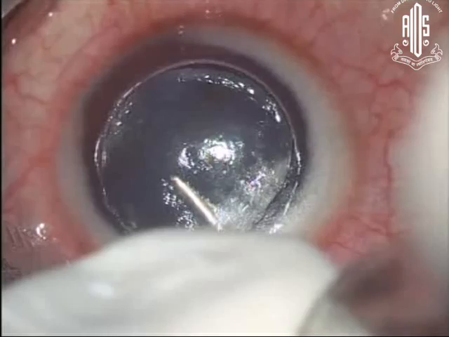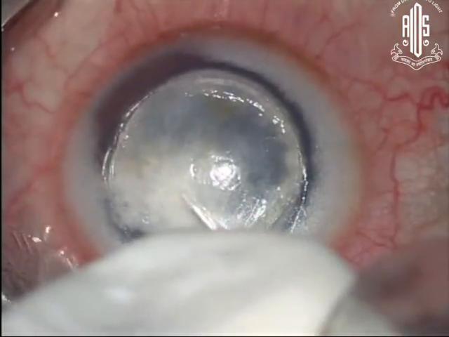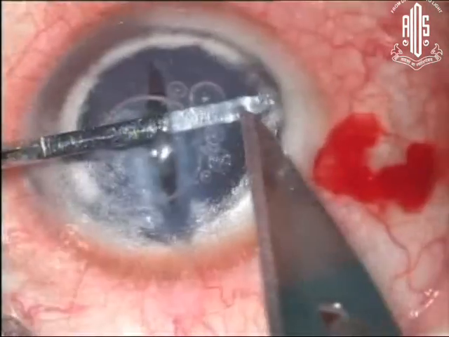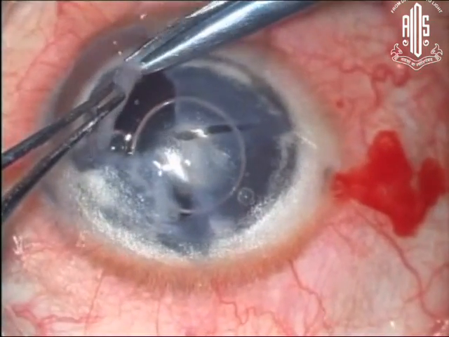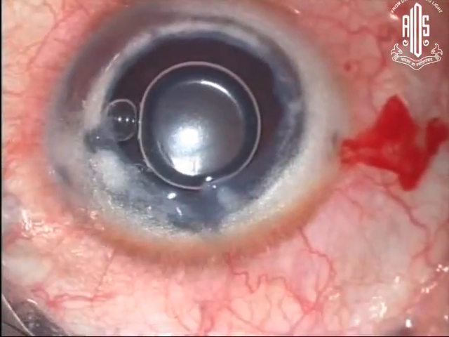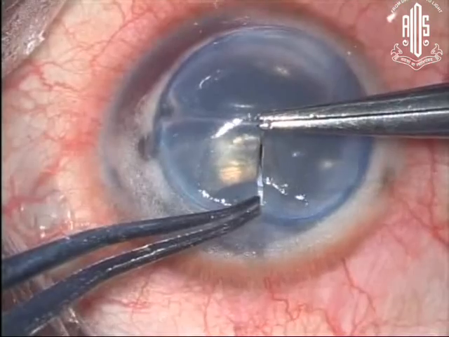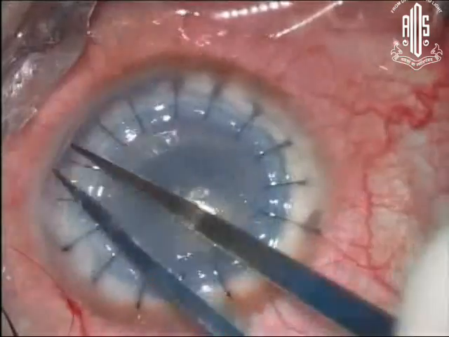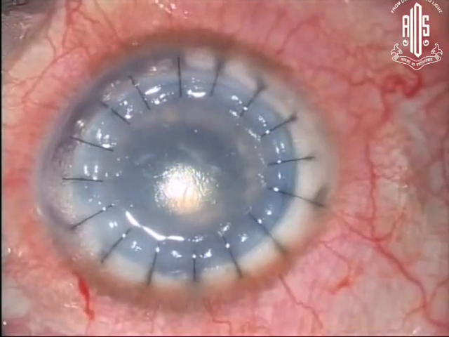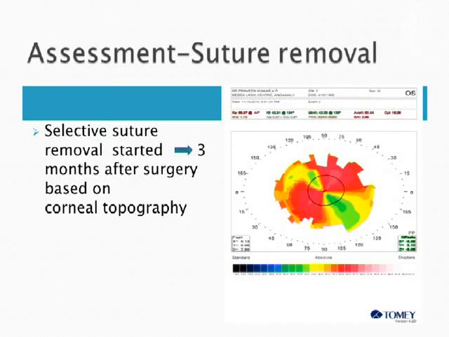The center of the cornea is marked, and after partial trephination, the air bubble is injected. The superficial layers are removed, and you can see the clear endothelium beneath it. The endothelium from the donor tissue is removed and secured onto the stromal bed with 10-0 nylon 16 interrupted sutures. Selective suture removal was started at 3 months after the surgery based on the corneal topography.